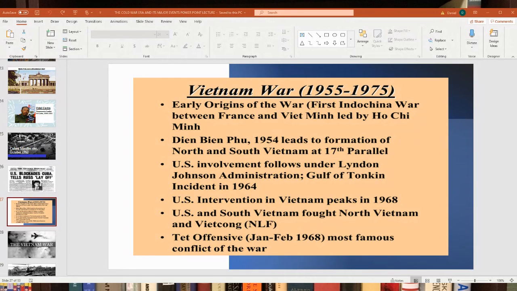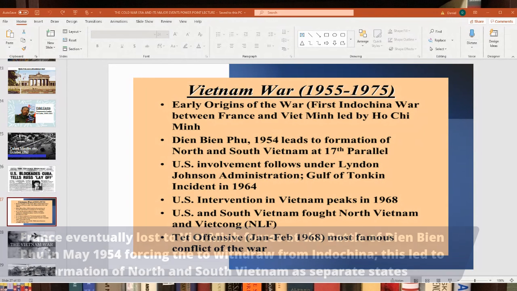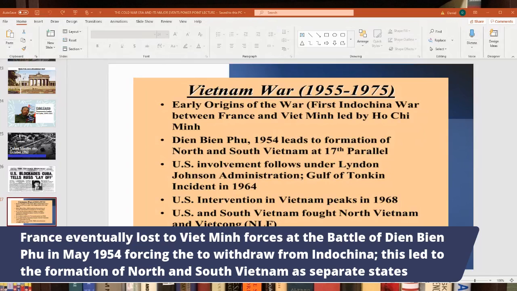And France didn't put enough forces there. I think they even wanted us to support them, but they eventually lost to the Viet Minh in the Battle of Dien Bien Phu in May of 1954. And so they were forced to withdraw from Indochina. And of course, what happened later, as you know, is the United States would step in and start getting involved, of course, by the late 50s, early 60s.